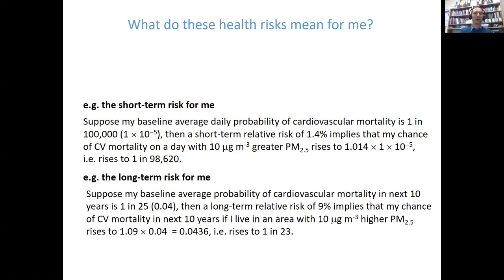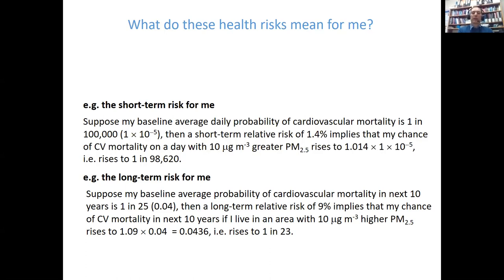And we could do a similar thing for the long-term risks. So these are looking at sort of annual average risks. Supposing my baseline probability of dying of some cardiovascular event in the next 10 years is 1 in 25, i.e. 0.04. And suppose the long-term relative risk for cardiovascular mortality associated with exposure to PM2.5 is 9%. So that's a value that I took from the previous table.